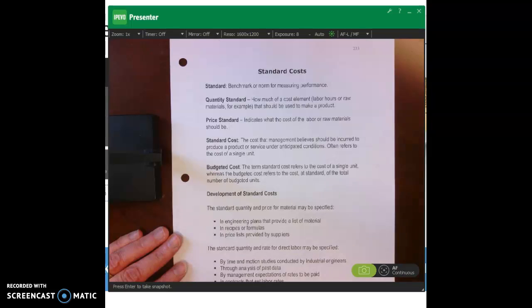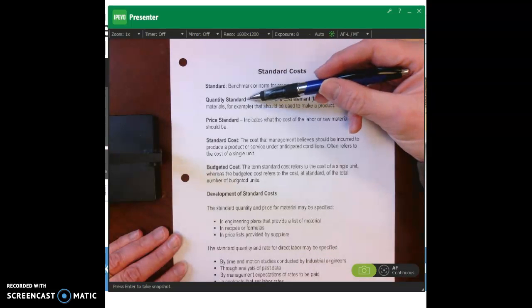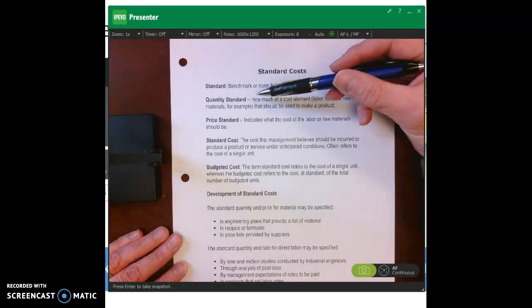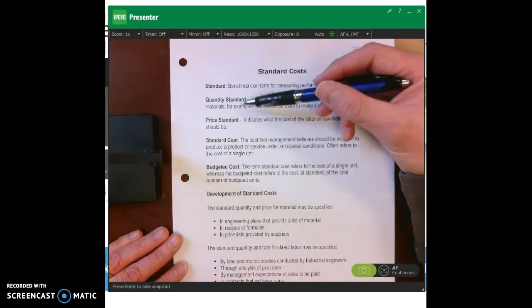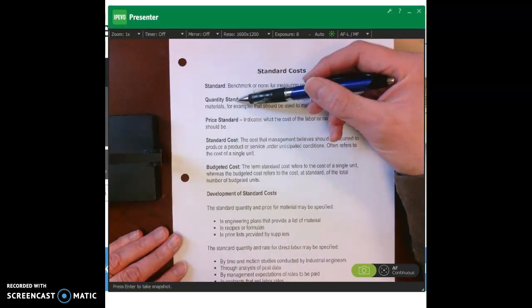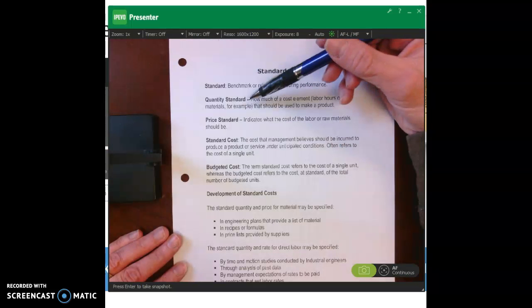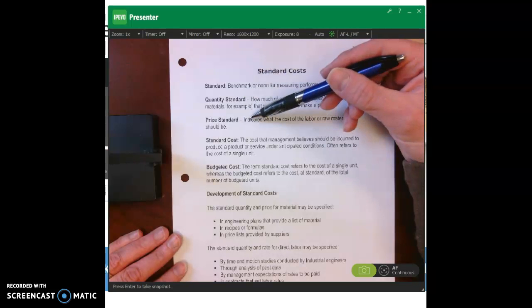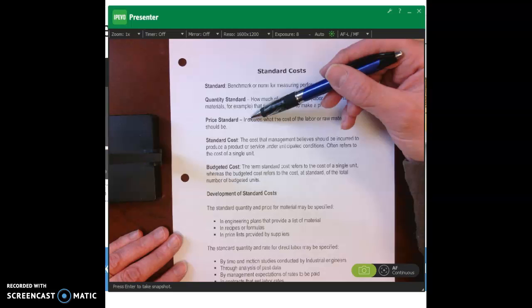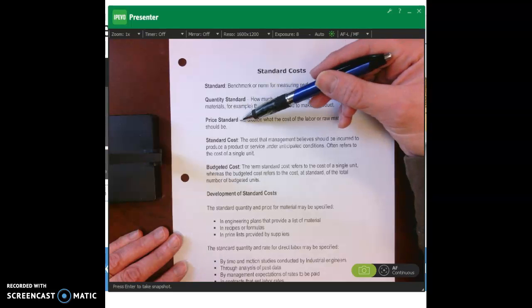What we could say is that each pizza requires 1 pound of dough at $1 per pound, 1 pound of cheese at $1 per pound, 1 jar of tomato sauce at $1 per jar. That's the quantity standard and price standard for our materials. What we could also say, getting back to that example, is that our pizza takes a half an hour to make, which is our quantity standard in terms of labor, and we pay our employees $15 per hour, which is our price standard for labor.